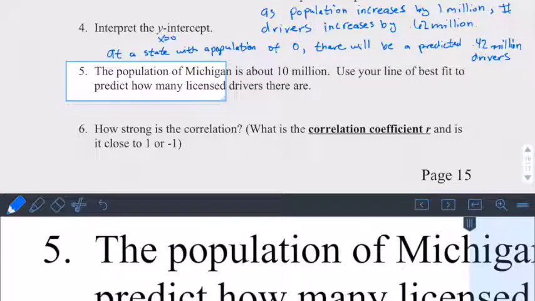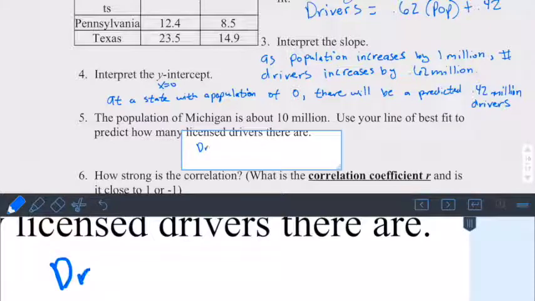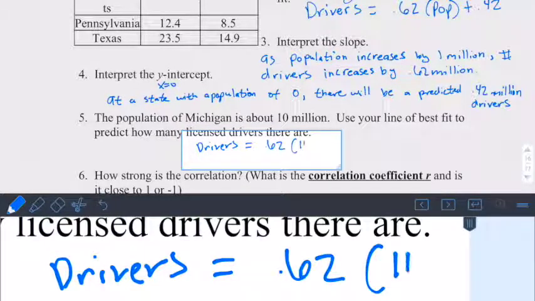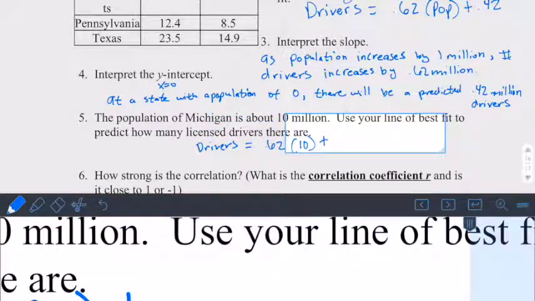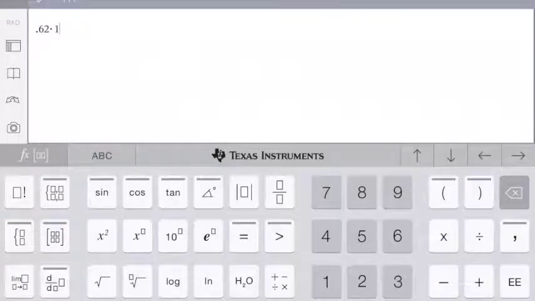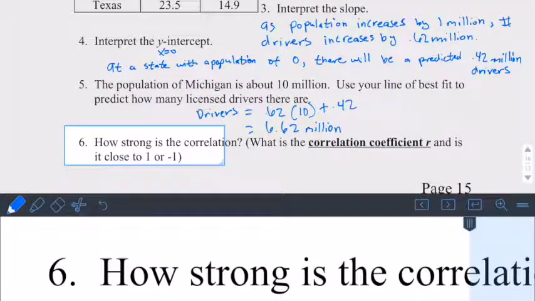which is kind of cool, I think. The population of Michigan is about 10 million. Use your line of best fit to predict how many licensed drivers there are. So we could say the number of drivers equals 0.62 times 10, right? That's our population in millions, plus 0.42. So 6.62 million drivers.